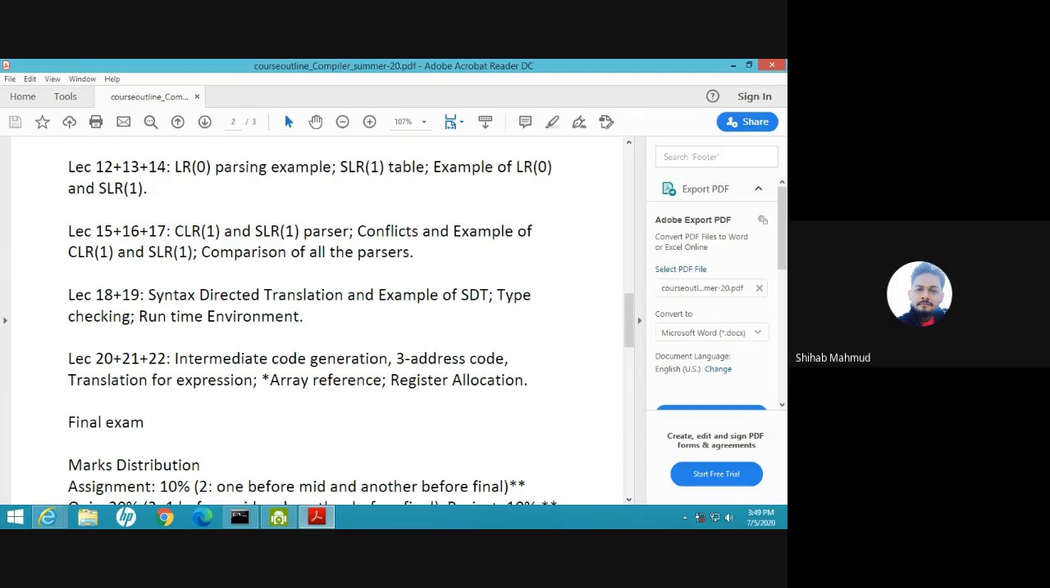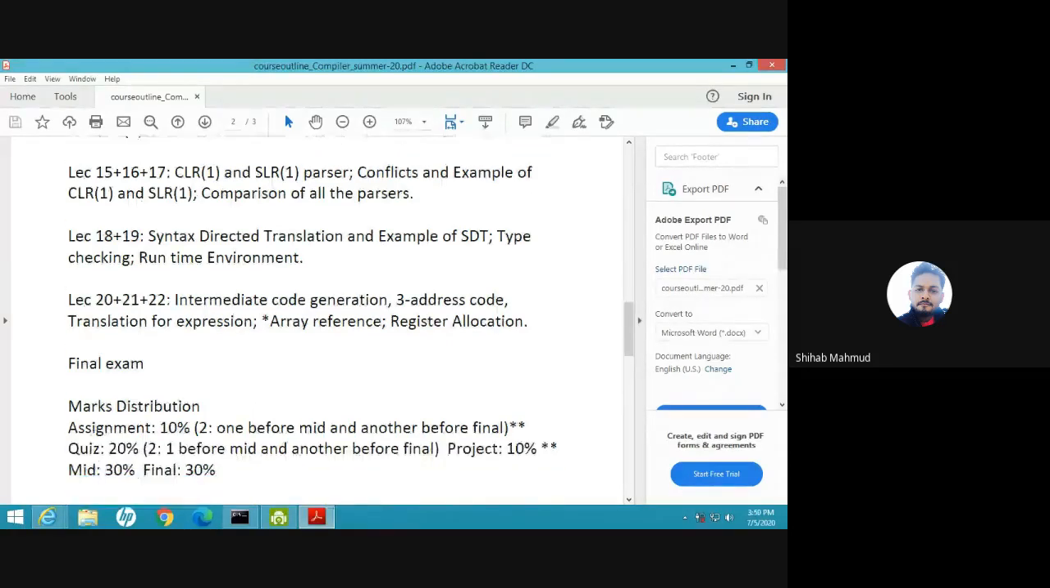Then we are going to go to semantic analysis. We are going to study syntax directed translation, with examples of SDT. This is another part of the compilation steps, called semantic analysis. Then we are going to check runtime environment and type checking, those kinds of examples. Finally, we are going to study intermediate code generation. That is actually the very last step of the compilation. We are going to study three-address code, translation of expressions, array references, and register allocation. Then we'll sit for the final exam.